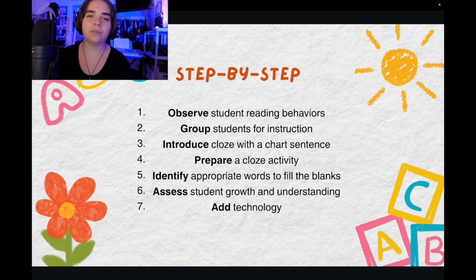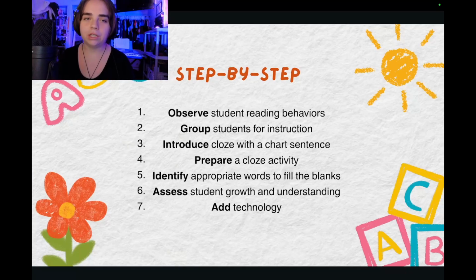So the step-by-step of using cloze with students is, first, you want to observe student reading behaviors and see where they're at. Number 2, you group students for instruction. You group by learning levels. I think that works the best. Number 3, you introduce cloze with a chart sentence. So give them some examples. Number 4, you prepare a cloze activity. So kind of like what I said before with the sentence structuring on paper, that's usually what people do. Number 5, you identify appropriate words to fill the blanks. So this is pulling in the vocab aspect of it.